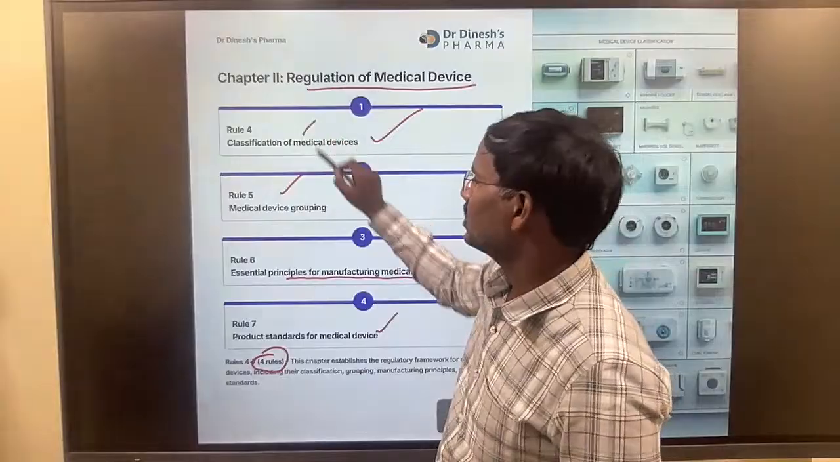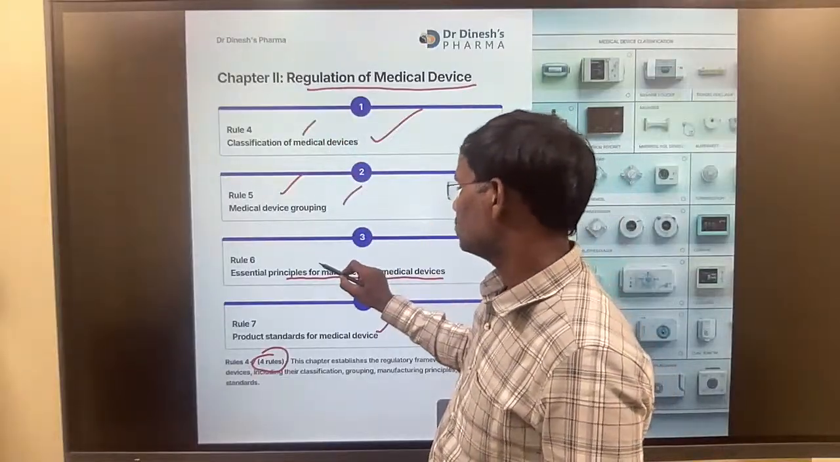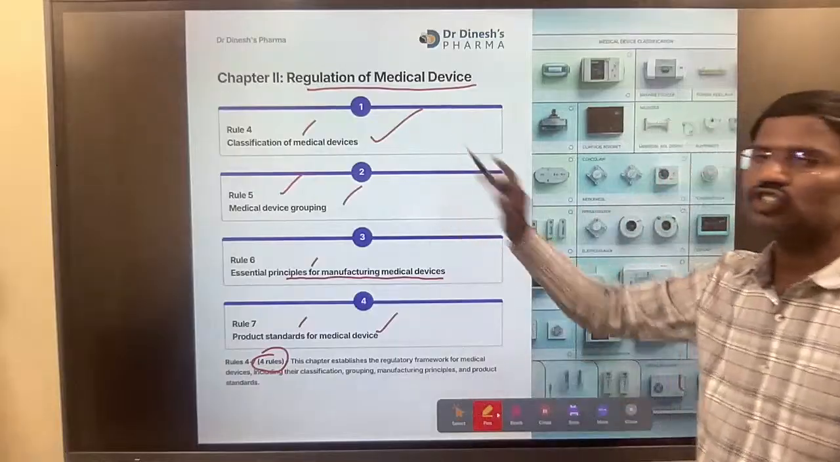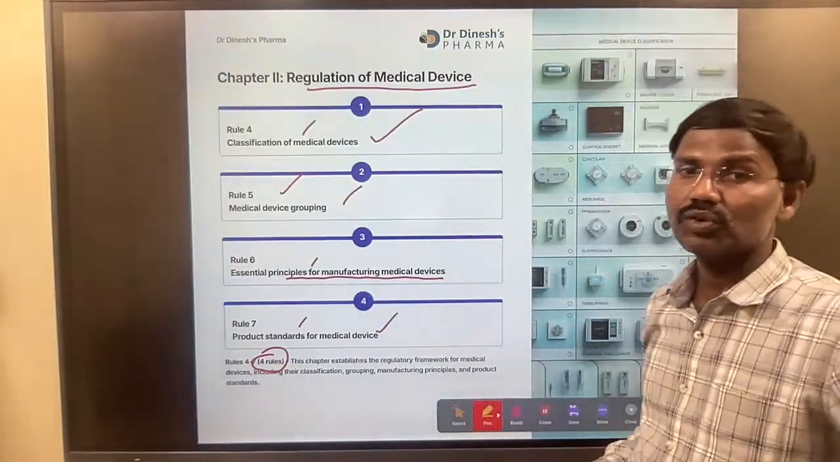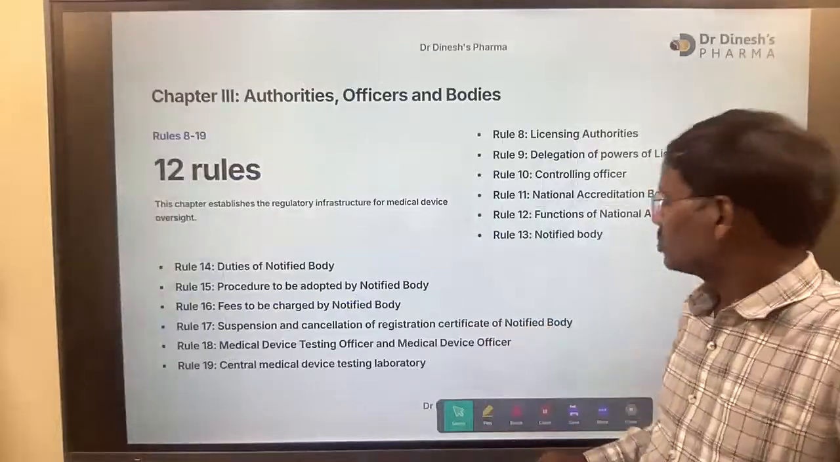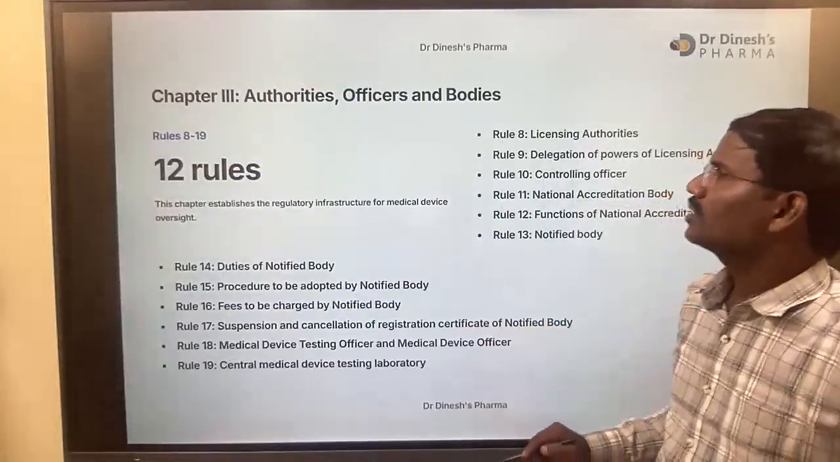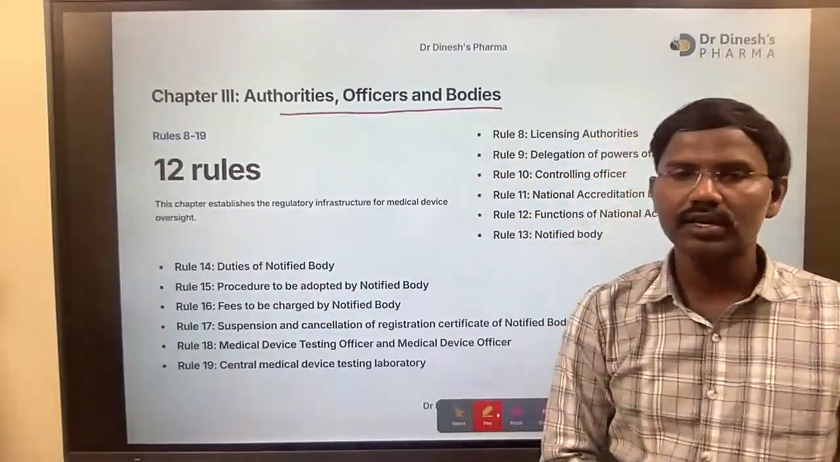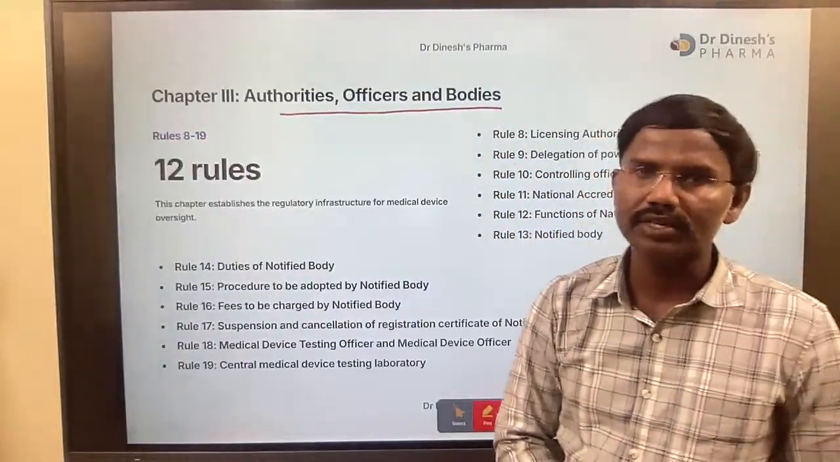So this is classification, grouping, and essential principle for manufacturing and product standards for medical device. This is chapter 2. Okay, so we classify, right? Next, coming to chapter 3. Chapter 3 talks about authorities, officers and bodies.